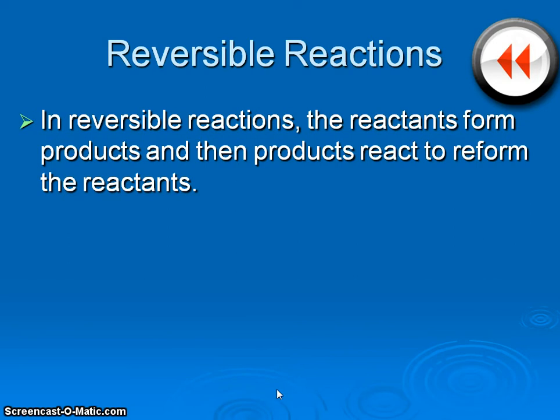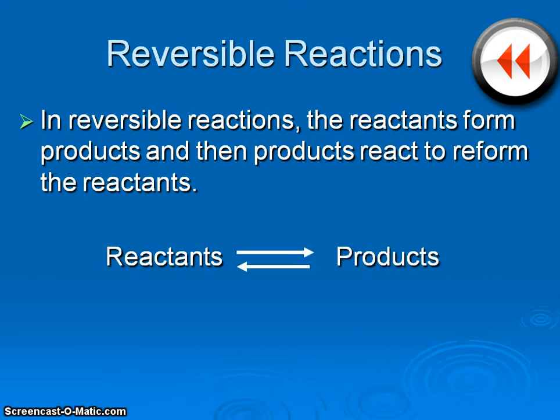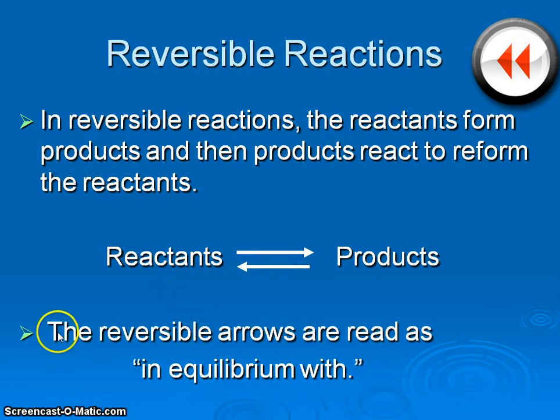Okay, a reversible reaction is one that can go both ways. We have some reactants form products, then the products react to form the reactants, and they go back and forth and back and forth. We use arrows that go both ways. Sometimes you'll see a smaller arrow going one way and a larger arrow going the other way. That just means it favors the one direction. The reversible arrows are read as "in equilibrium with." That means the reactants are in equilibrium with the products. Sort of like a teeter-totter that's stuck.